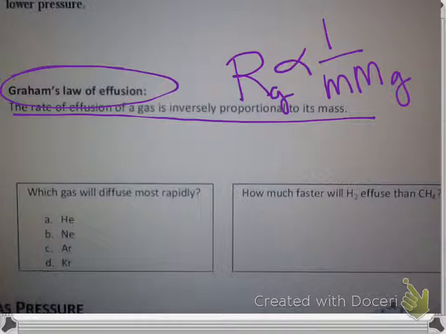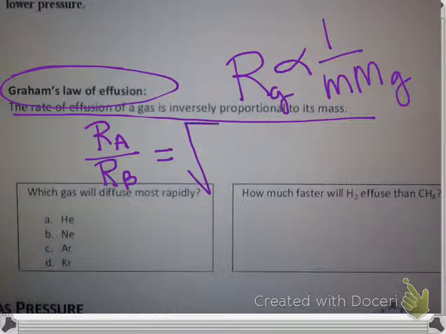So the higher your mass, the slower the rate. The lower your mass, the higher your rate of diffusion. And we can compare two gases' rates. If I know the rate of gas A, and I want to compare it to the rate of another gas B, rate A versus rate B, I can calculate the ratio of the two gases' rates of diffusion based on the inverse of their molar masses, or the square root of the inverse of their molar masses.